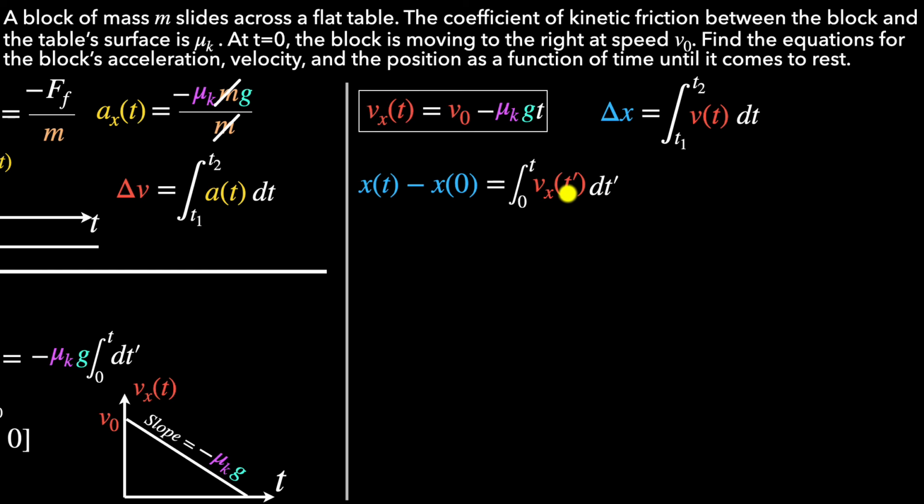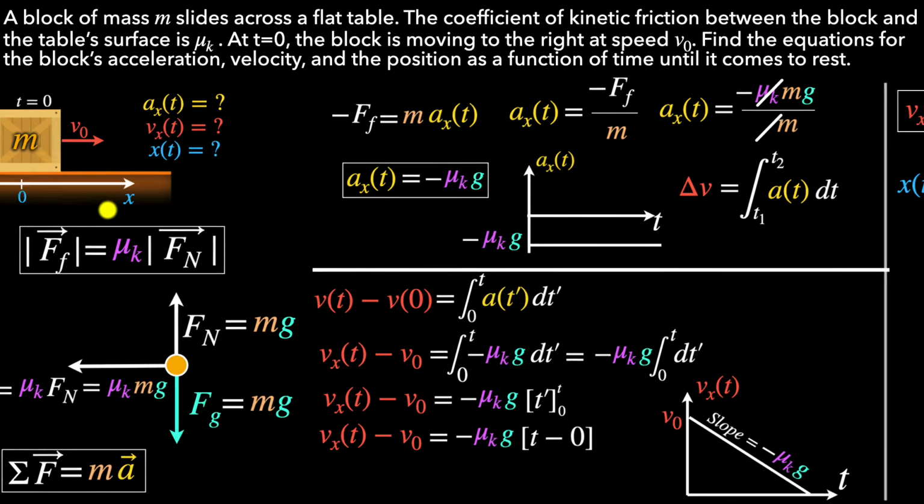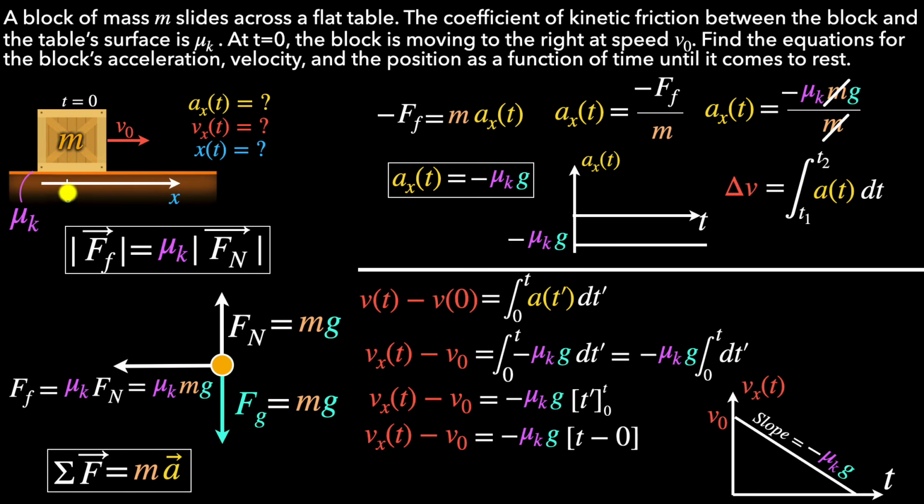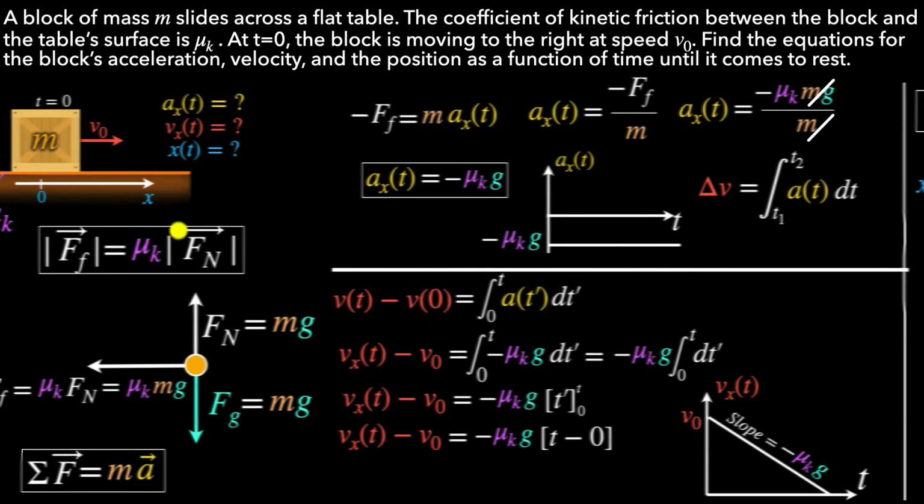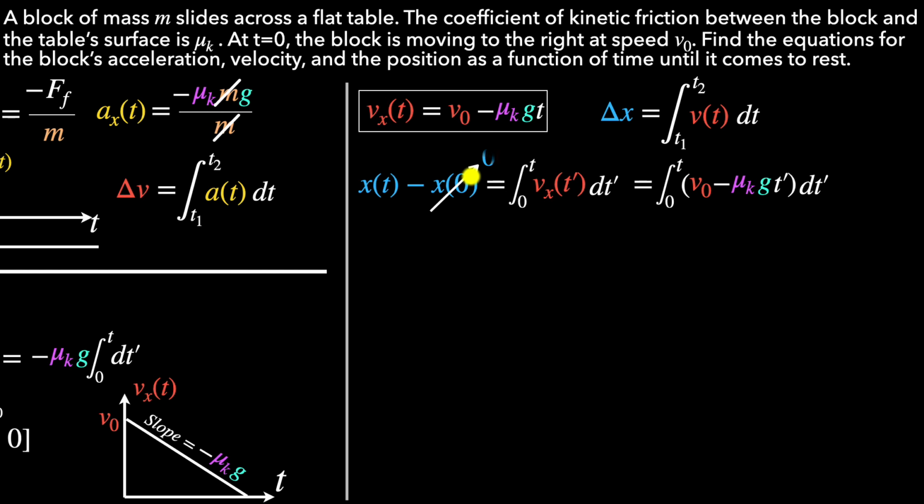Okay, so let's plug that in. What is vx of t prime? Well, we know what vx of t is. That's just v naught minus mu k g t. So vx of t prime is going to be v naught minus mu k g t prime. So if you plug that in, this is what you would get. And now let's try to simplify. So what happens to the left-hand side? Well, x of t is x of t. That's what we're going to find out. But what is x of 0? Well, it's the initial position. And remember, we chose our coordinates in such a way that our initial position, x of 0, is just 0. At time t equals 0, the position was 0. So we can just make this 0. So left-hand side is just x of t.